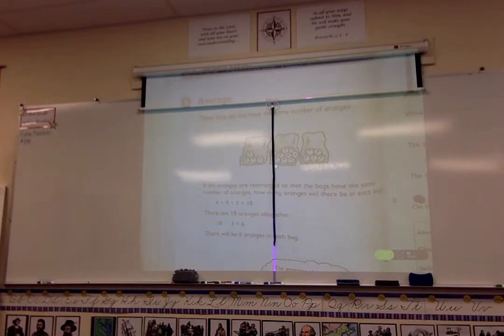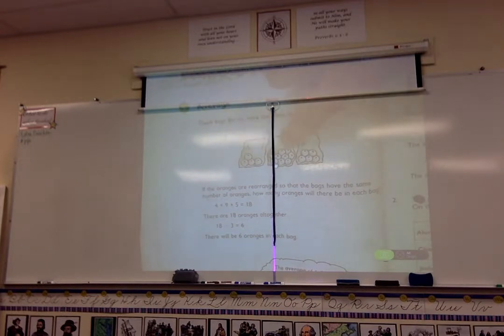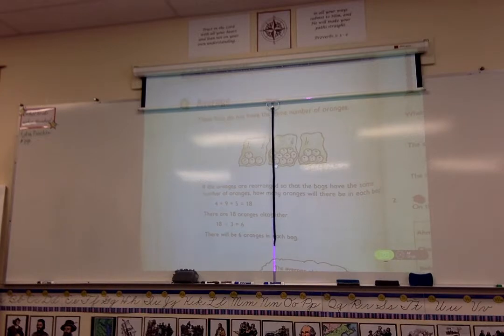Well, to determine that, first thing we need to do is get the total number of oranges. We're going to have to add up how many oranges there are from each bag. The first bag has 4, so we'll start with that number. The second bag has 9, and the third bag has 5. And as you can see on the page, when you add those together, you get a total of 18 oranges. So if you were to distribute those 18 oranges evenly throughout the 3 bags, you just divide 18 by 3, and you would determine that there would be 6 oranges in each bag. So, therefore, the average of 4, 9, and 5 is 6. We've just found the average of the numbers 4, 9, and 5.